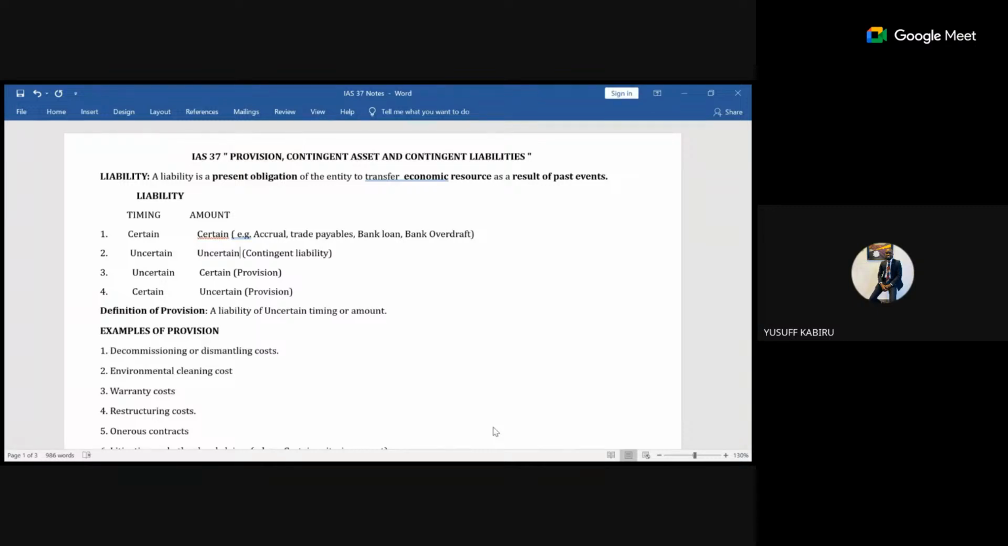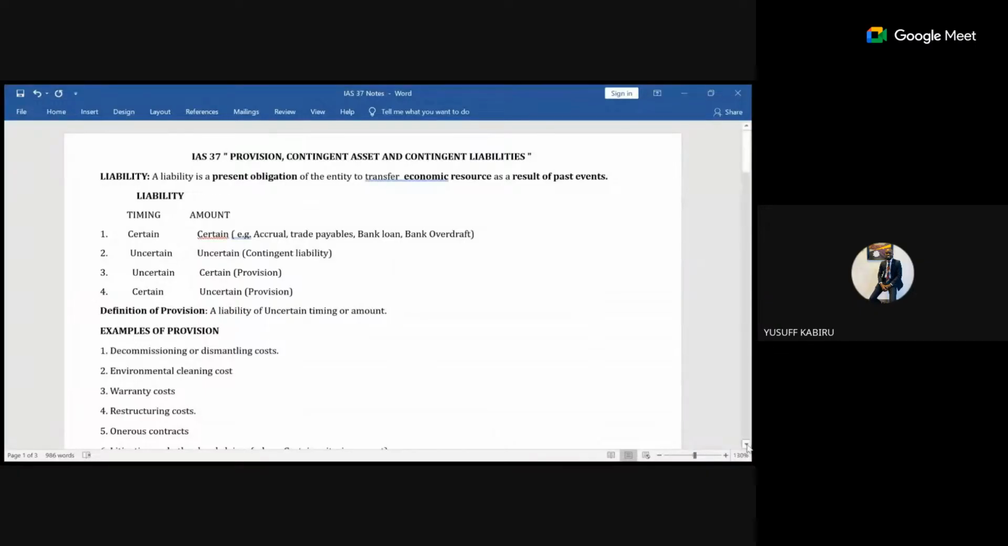That means a liability of uncertain timing. When am I going to pay? I don't know, but I know the amount. Or I know when I'm going to pay, but I don't know the exact figure I'm going to pay. So that is just the definition in IAS 37 of provision. So now let's move on.